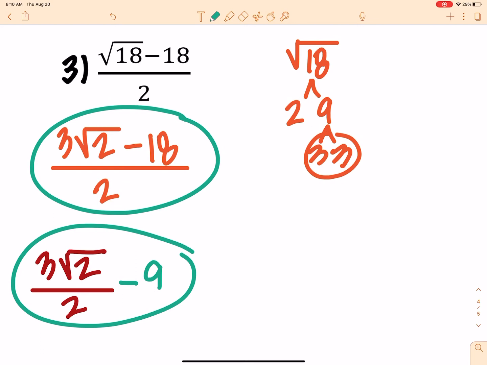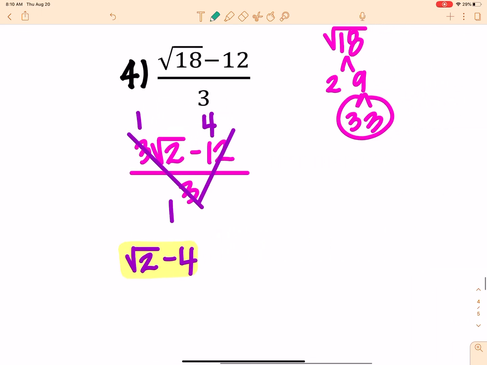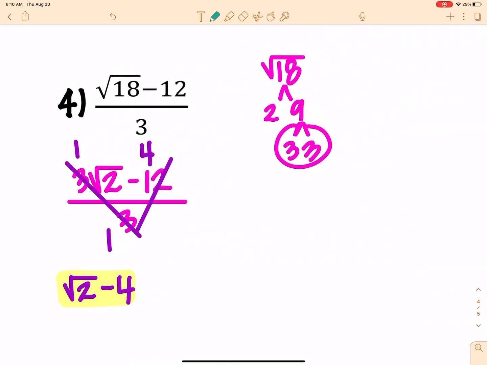So try number 4 by yourself, and then we're going to be all done. So number 4, square root of 2 minus 4 as your final. All right, now you guys are ready to continue on with your course readiness topics.